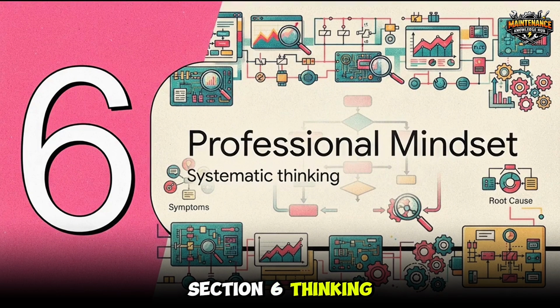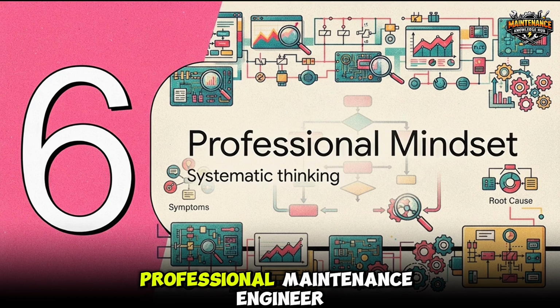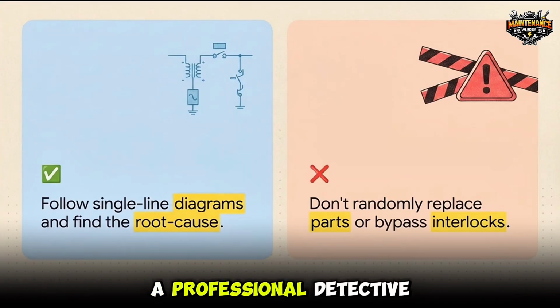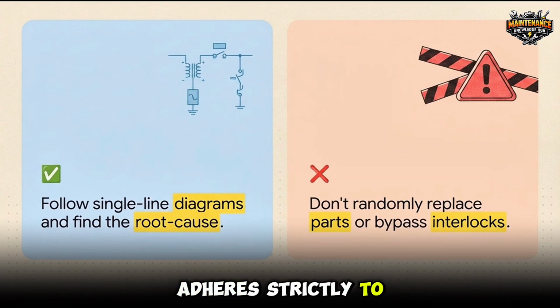Section 6. Thinking like a professional. This mindset shift, going from just fixing the immediate break to finding the systemic root cause, that is exactly what elevates you from a standard technician to a professional maintenance engineer. A professional detective adheres strictly to core do's while completely avoiding the don'ts. Always follow the electrical single-line diagrams to map the system. Always measure before you replace components just to prove they're actually faulty. Perform root cause analysis like those 5 whys and verify your repair before returning it to service.